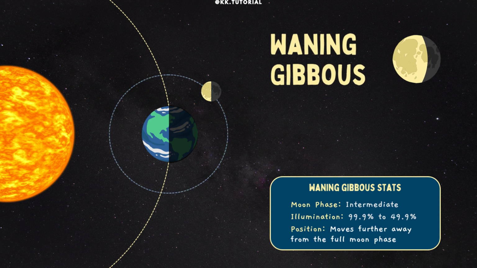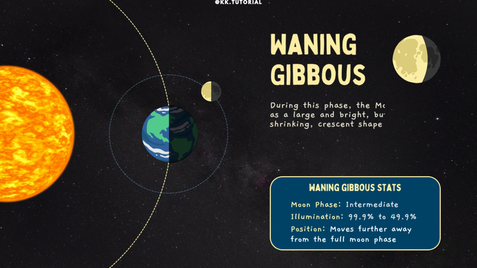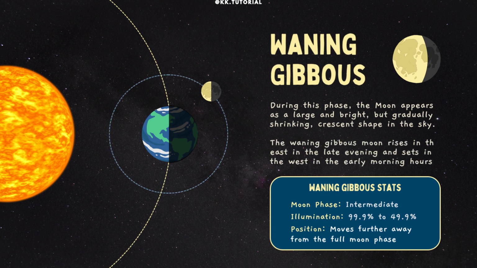Waning gibbous. This is the sixth phase of the moon and waning means decreasing, so it is known as a decrease in shape. During this phase, the moon appears as a large and bright, but gradually shrinking, crescent shape in the sky. The waning gibbous moon rises in the east in the late evening and sets in the west in the early morning hours.